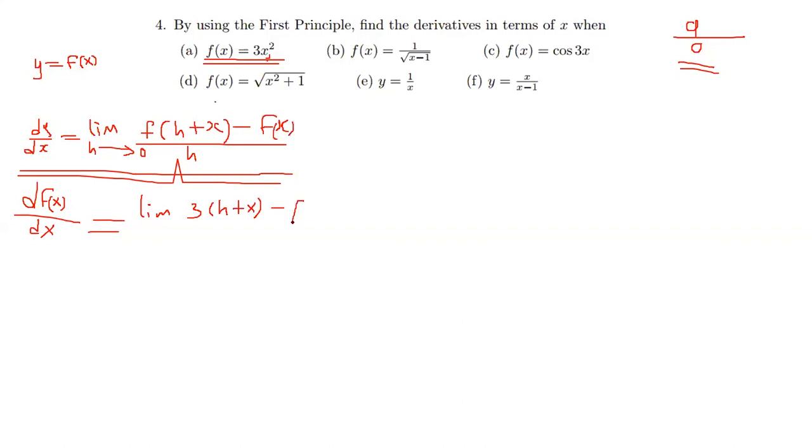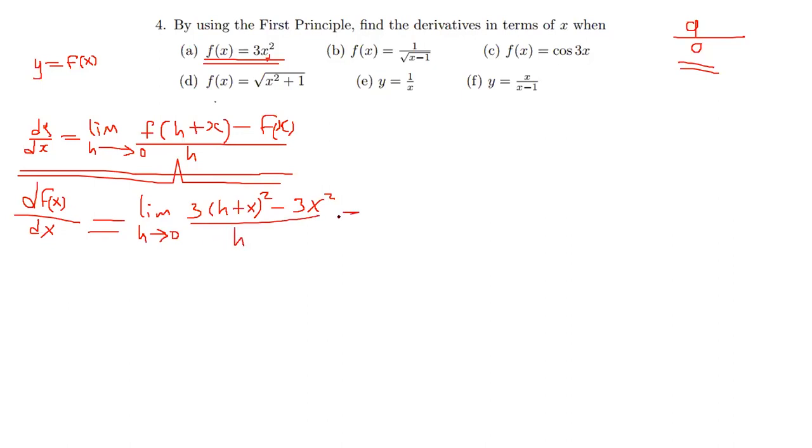So I'm going to have my 3x squared there, and this is also supposed to be squared because x here is squared. And then we're taking this limit when h is approaching 0. Then you divide everything by h.